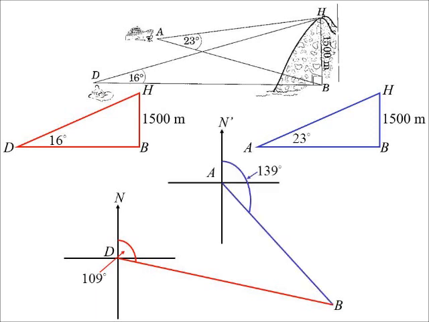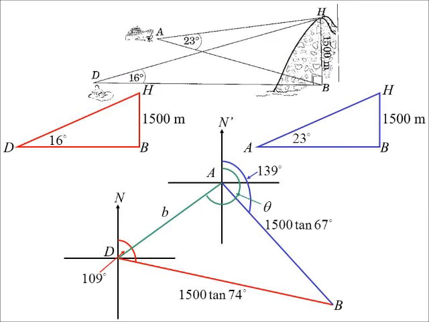And Anna's over there somewhere. Her bearing, well, it's 139 degrees. We're trying to find how far they are and what the bearing would be. So we've got a triangle there. Now, the red side is DB. The blue side's AB. I can get that from the two triangles that I drew up.